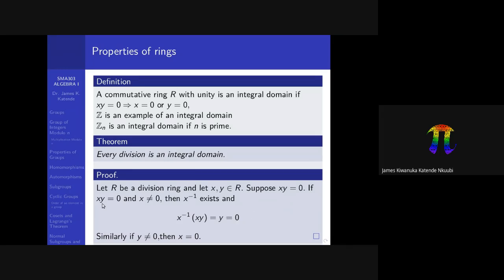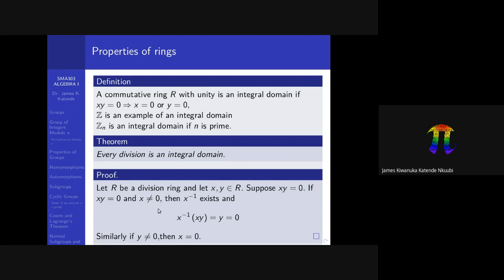So if one of them is not 0, the other one must be 0. You can mirror the same argument for y. If it's y that is not 0, then you can always multiply by y inverse on the left, and you are left with only x and 0 on the right hand side. So the same argument can be mirrored for y if y is not 0.